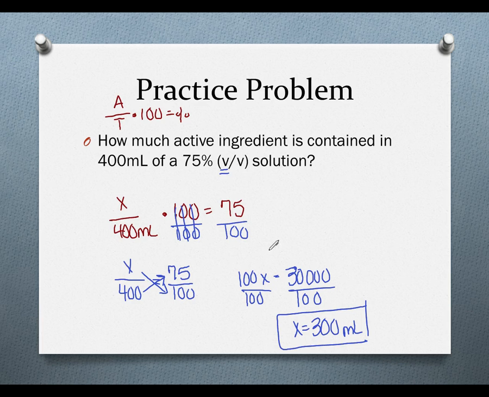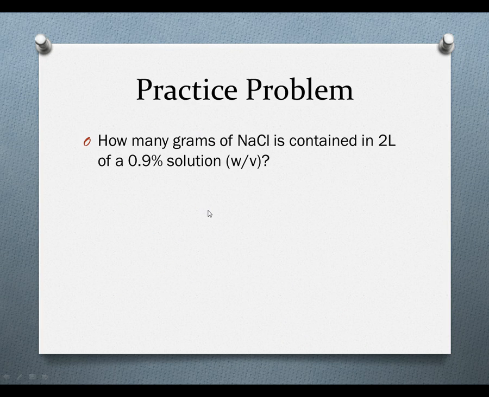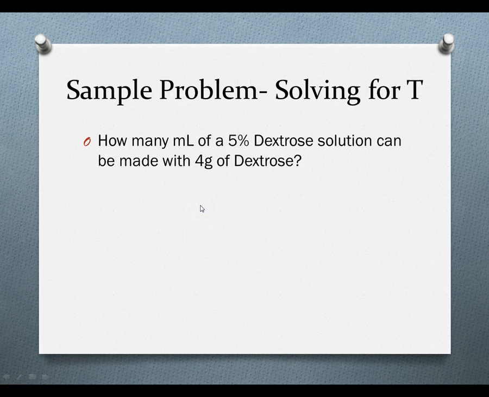Now that we've solved for active, let's go ahead and now learn how to solve for total. We're going to be doing this the same way that we solved for our active. However, our x is going to be in a different spot. So it says how many mLs of a 5% dextrose solution can be made with 4 grams of dextrose? So they're saying that I have 4 grams of active ingredient, so they want to know how much total could be made times 100 is equal to 5.